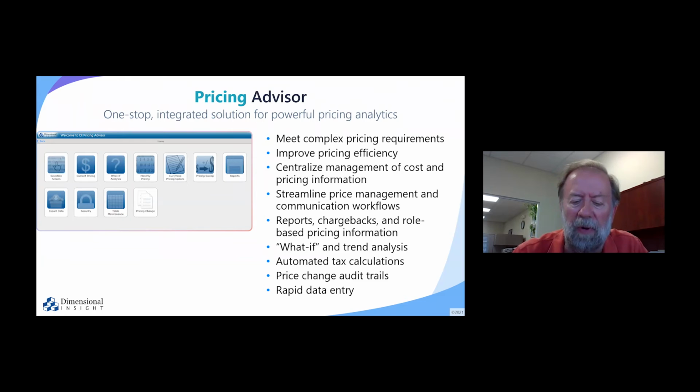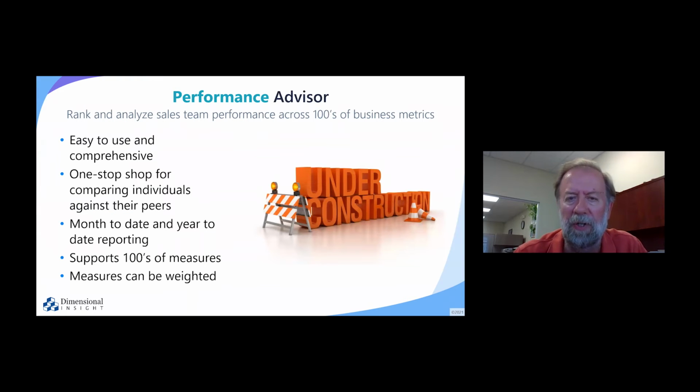The next application I want to talk about is a new one, still under construction, called DI Performance Advisor. The Performance Advisor application will give executive management the ability to benchmark and rank the performance of their entire sales organization across the broad spectrum of the business. Ranking is done independently by category. So a category would be net sales or gross profit, and even Program Advisor performance.